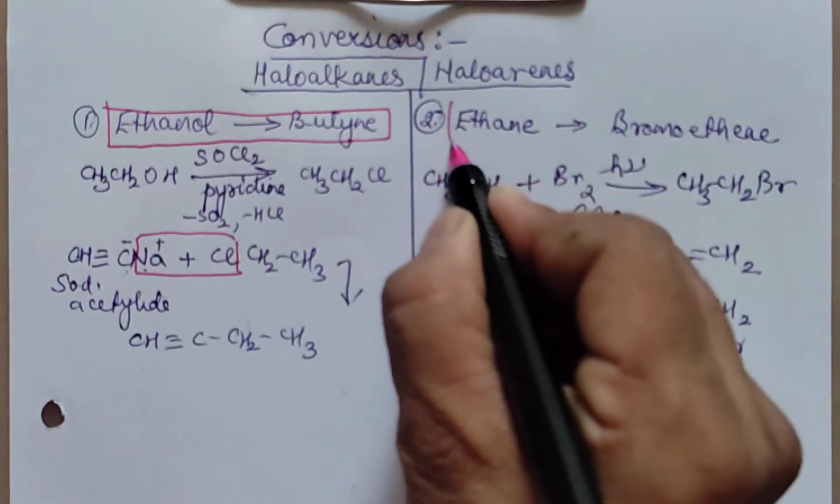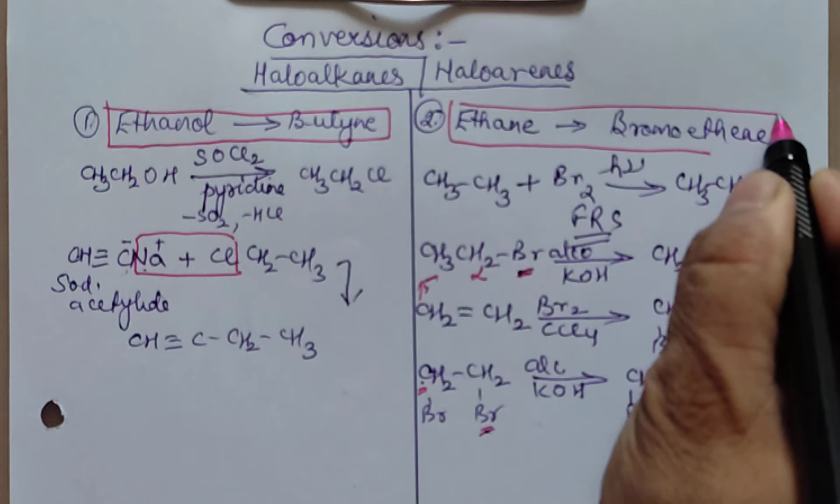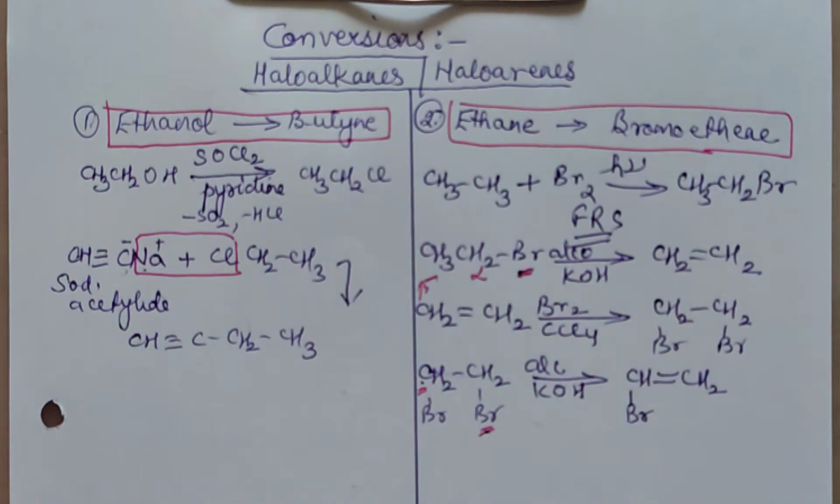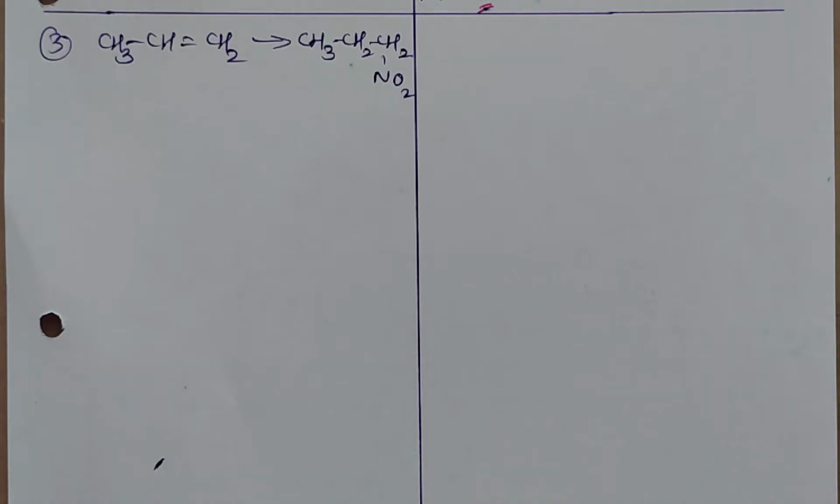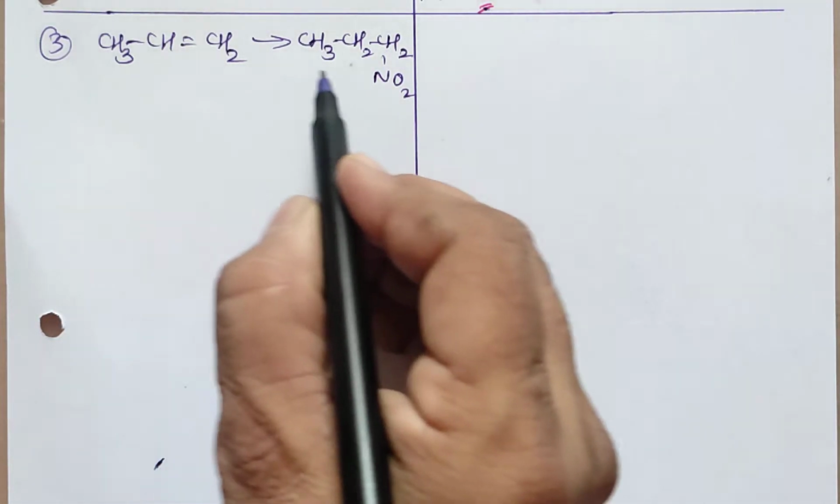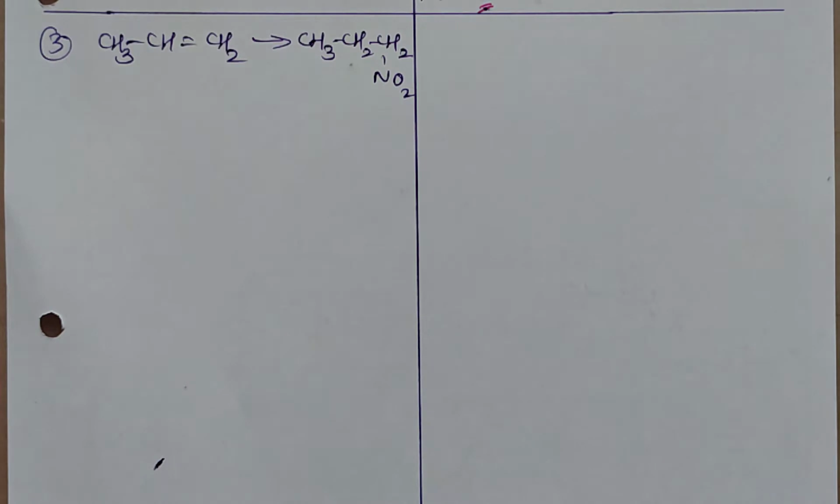Ethanol to but-1-yne, yeah, simply butane, it is one and the same thing. Yeah, ethane to bromoethene. Clear till here? Yeah, moving on to the next conversion. It says propene to 1-nitropropane.